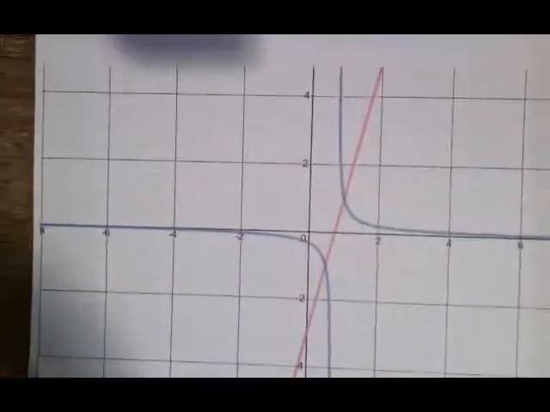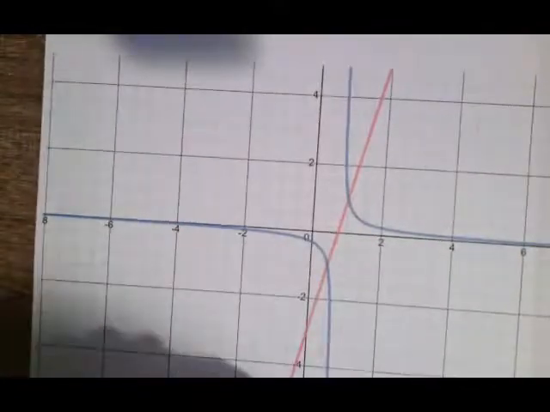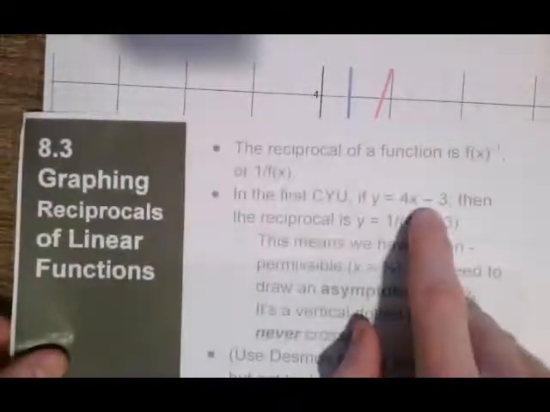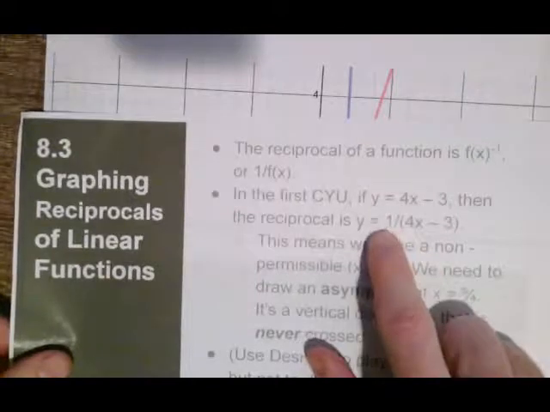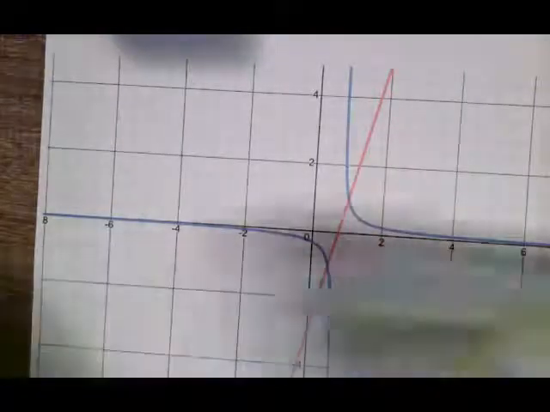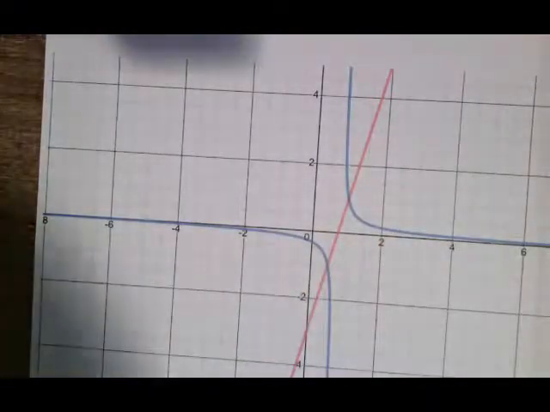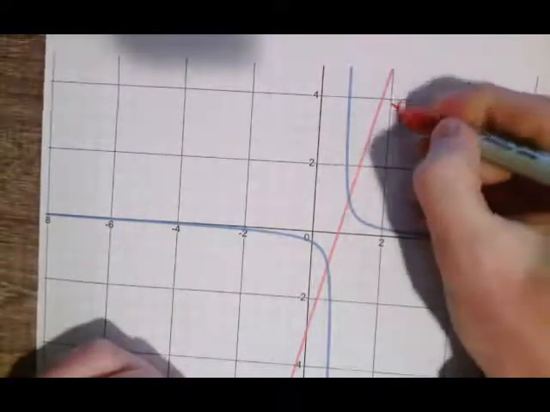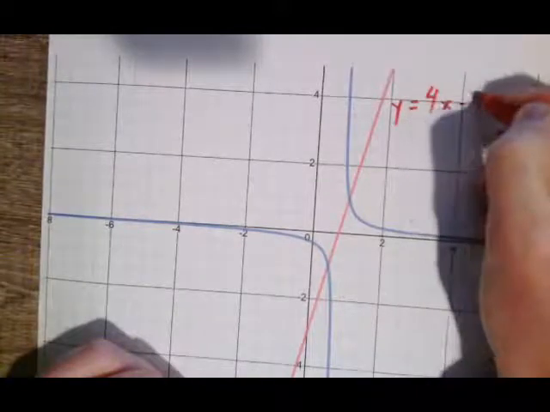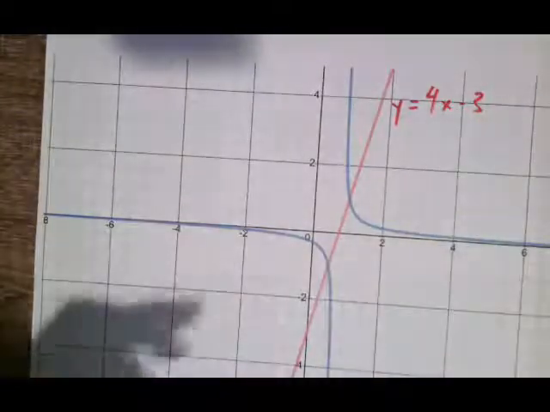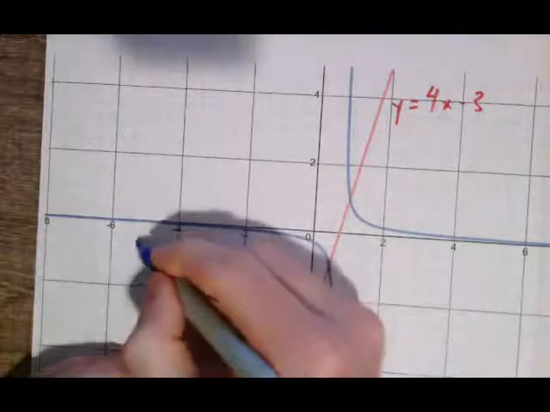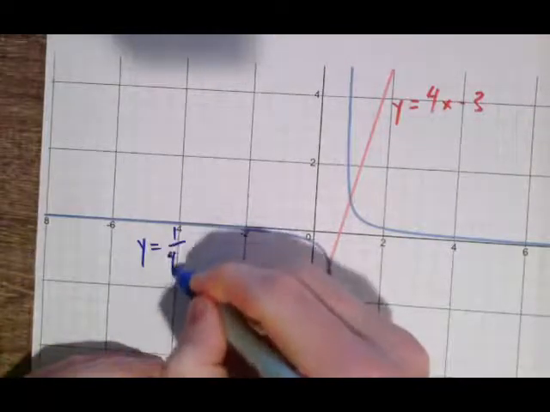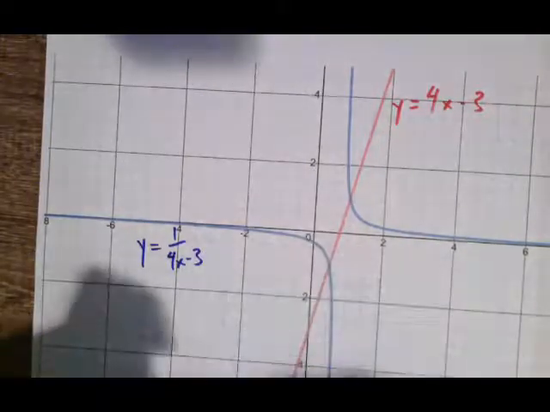So for that first check your understanding, if we graph it out, the red is y equals 4x minus 3. The reciprocal is the blue. And so what happens, I don't know what color I should use here. So red is y equals 4x minus 3. The blue is y equals 1 over 4x minus 3.